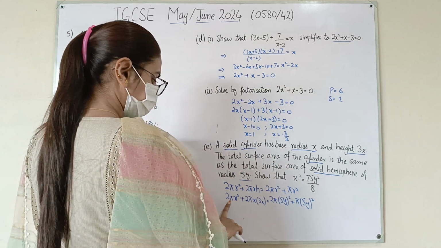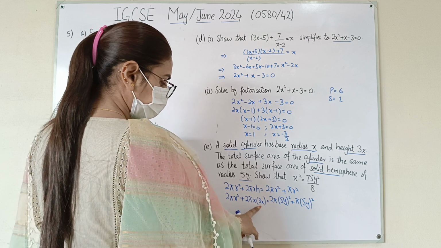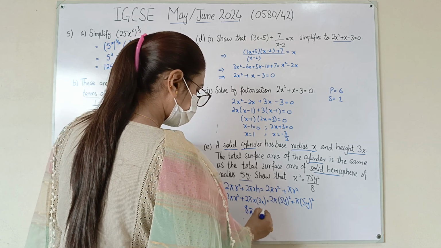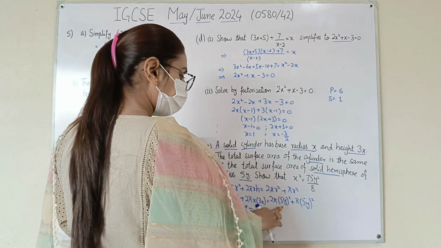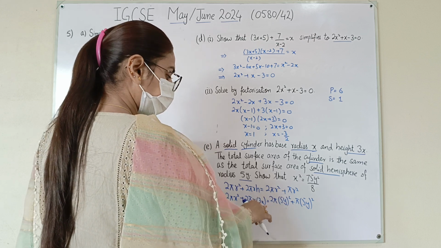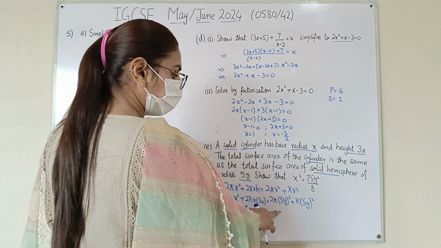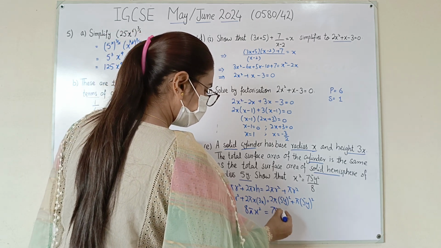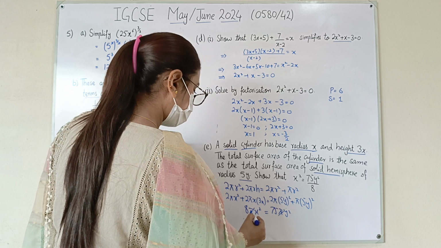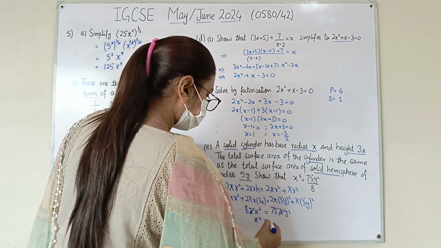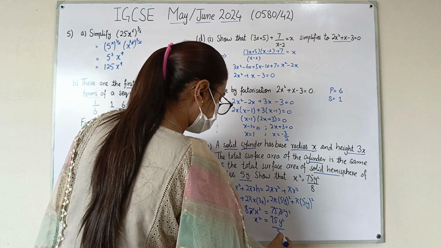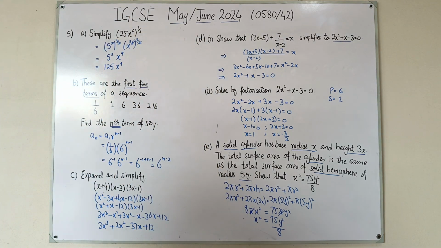It will be 8 pi. This is 2 pi x square, this will be 6 pi x square, so the total answer will be 8 pi x square. What will be the answer over here? 5 square will be 25, 25 into 2 will be 50, 50 pi y square and 25 pi y square. You will get 75 pi y square. Cancel the pi with pi and simplify it to get your answer as given by the examiner, 75 y square by 8. This was quite an easy question because it was formula based, given by the examiner.